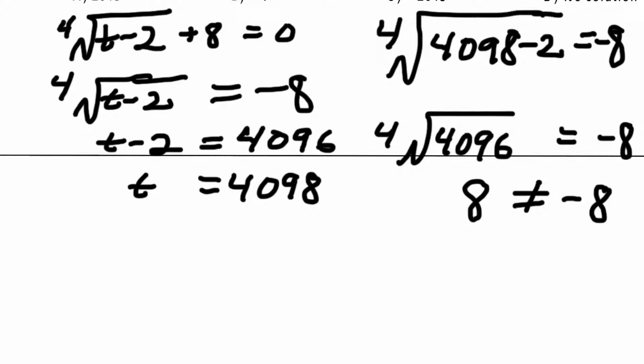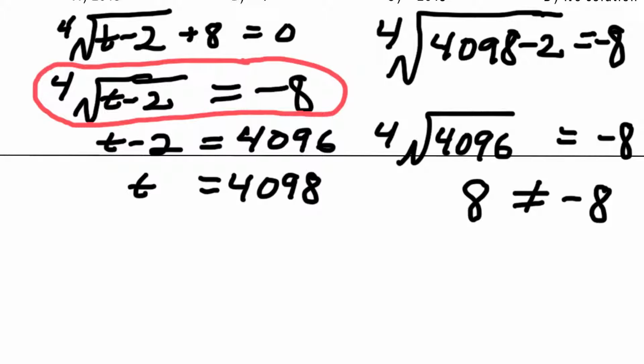Actually, I should have seen this right here. The fourth root of t minus 2 has to be a positive number. So that's D, no solution. But let's try another one, another form of this.